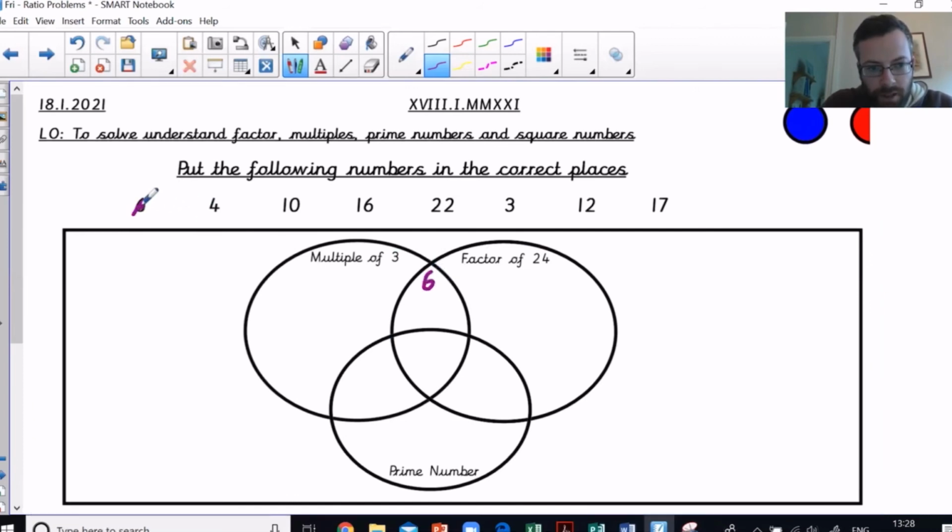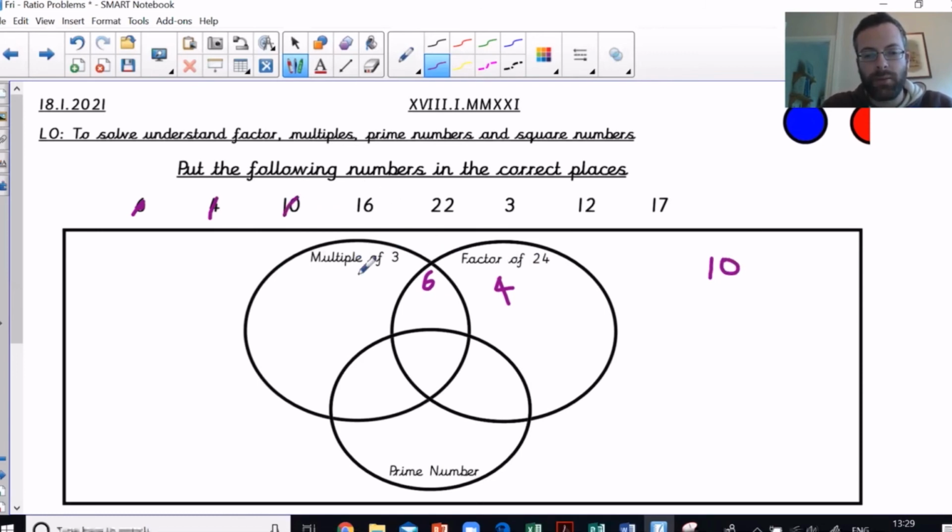Next one, 4. I'm always going to start off with the prime numbers actually. Well, 4 is an even number, so that means that it's not prime, apart from 2, because I can divide it by 2. Is it a multiple of 3? No. Is it a factor of 24? Yes, because I can do 24 divided by 4, so 4 is going to go in here. Next one, 10. Is it prime? No, because I can divide it by 5 as well as 10 and 1, and by 2. Is it a multiple of 3? No. Is it a factor of 24? No, so it's going outside my box.